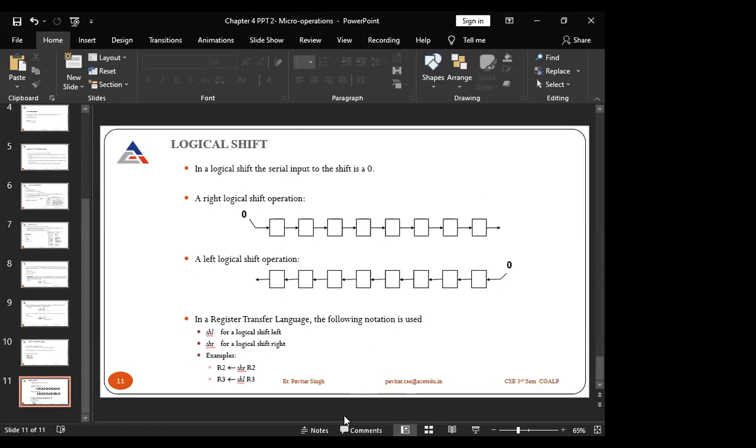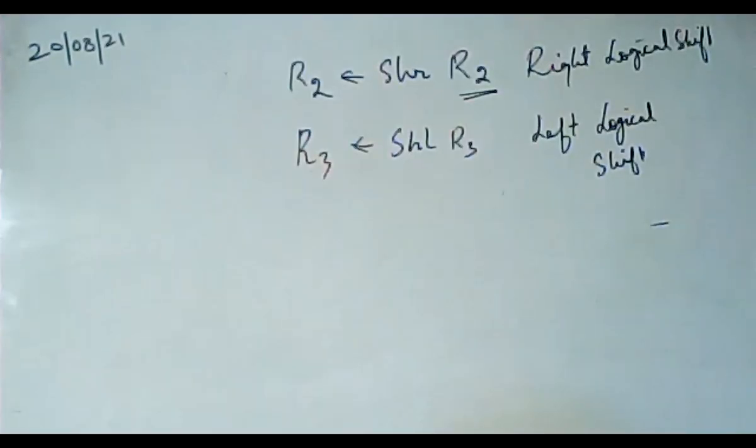So let's proceed towards the numerical example for this.